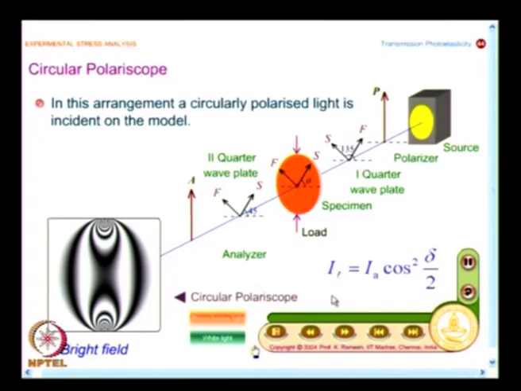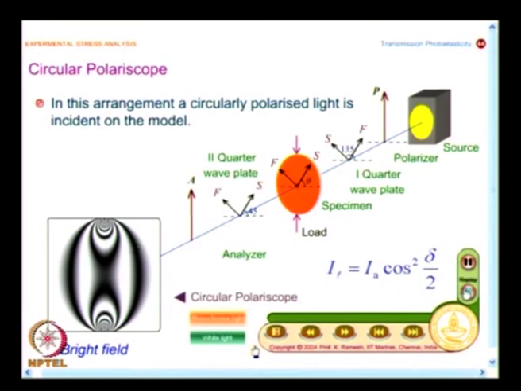And I also bring in the expression, which you can derive, and we will also derive. What you find here is that the intensity of light transmitted is a function of delta alone; it is no longer a function of theta. So, what do I see on the screen? I see only one set of fringe contours. So, the first knowledge in using a circular polariscope is that instead of two fringe contours, I see only one set of fringe contours.